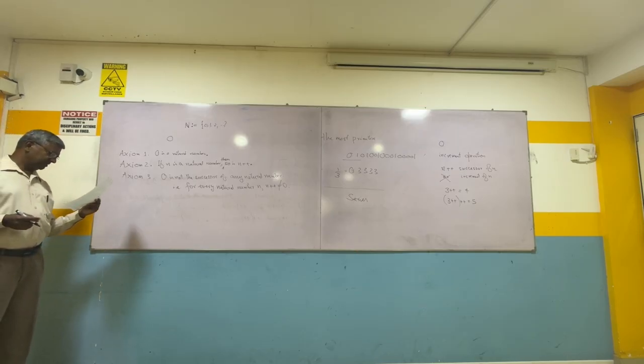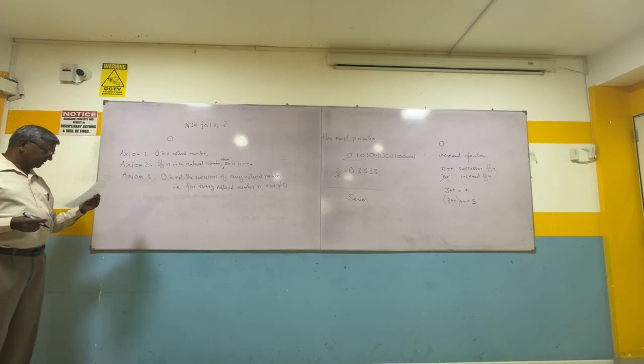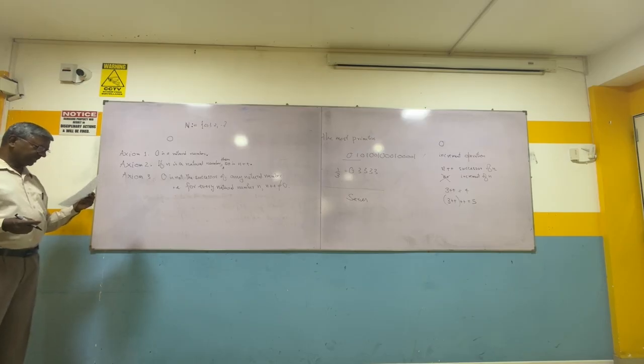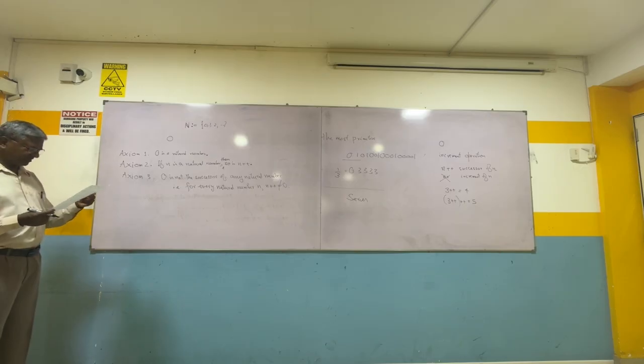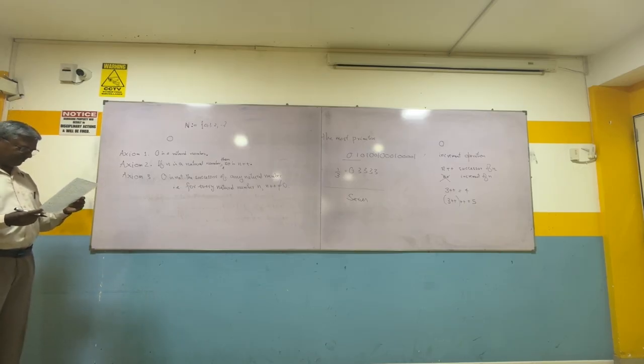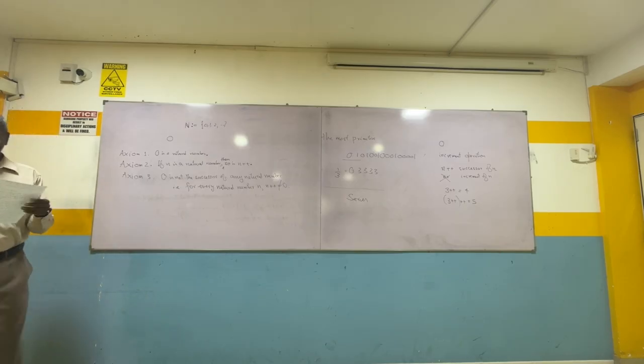Axiom 3. That is, we have by axioms 1 and 2 that 3 is a natural number. By axiom 3, 3 plus plus is not equal to 0, that is, 4 is not equal to 0. I guess I have missed something. Doesn't matter, I'm not going to go back and check. Anyway, axiom 4.